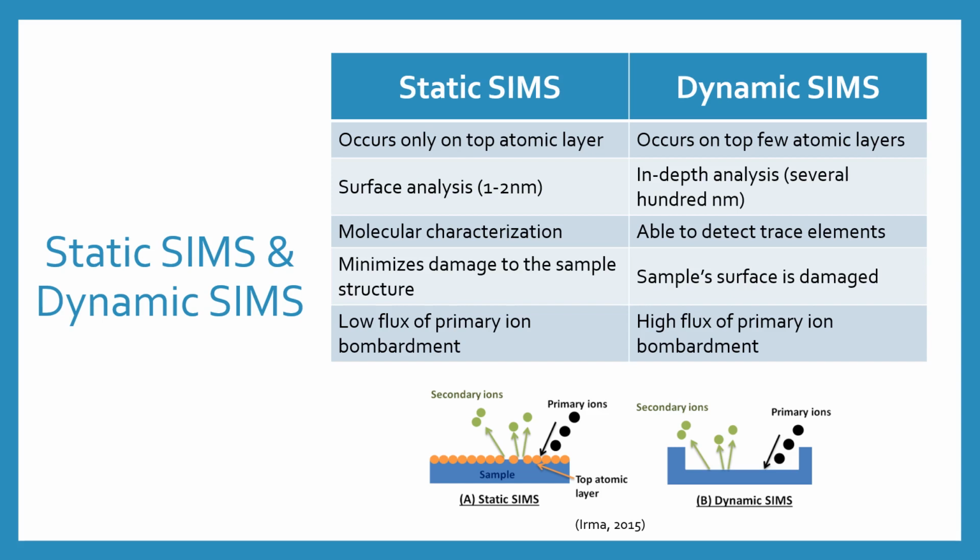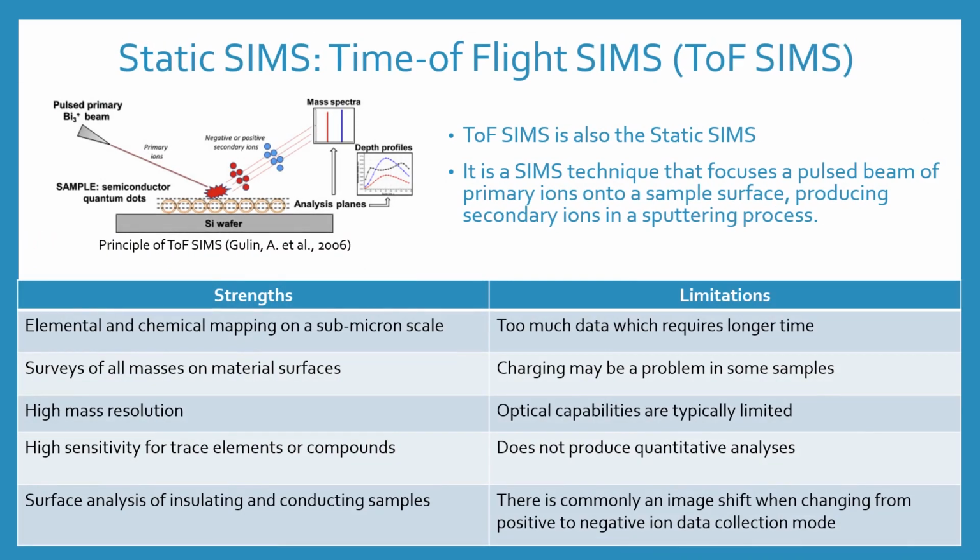Dynamic SIMS can detect trace elements due to the in-depth analysis, while static SIMS is only able to perform molecular characterization. Static SIMS uses a low flux of primary ion bombardment, hence minimizing damage to the sample surface. Dynamic SIMS uses a high flux of primary ion bombardment, creating a crater at the sample surface and damaging it. Static SIMS is also called TOF SIMS.